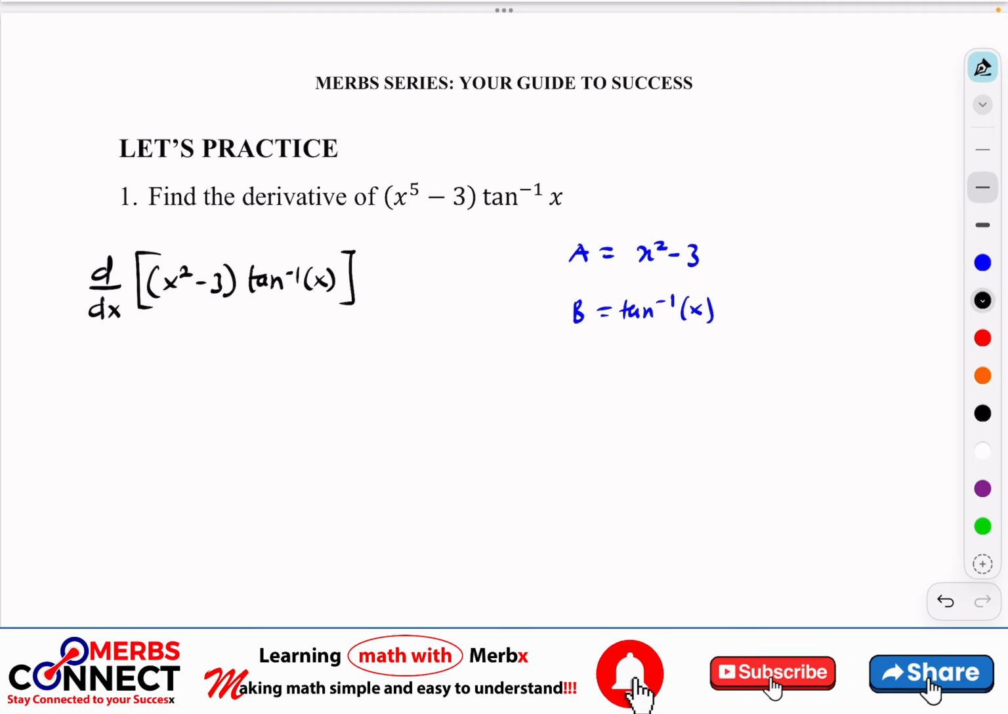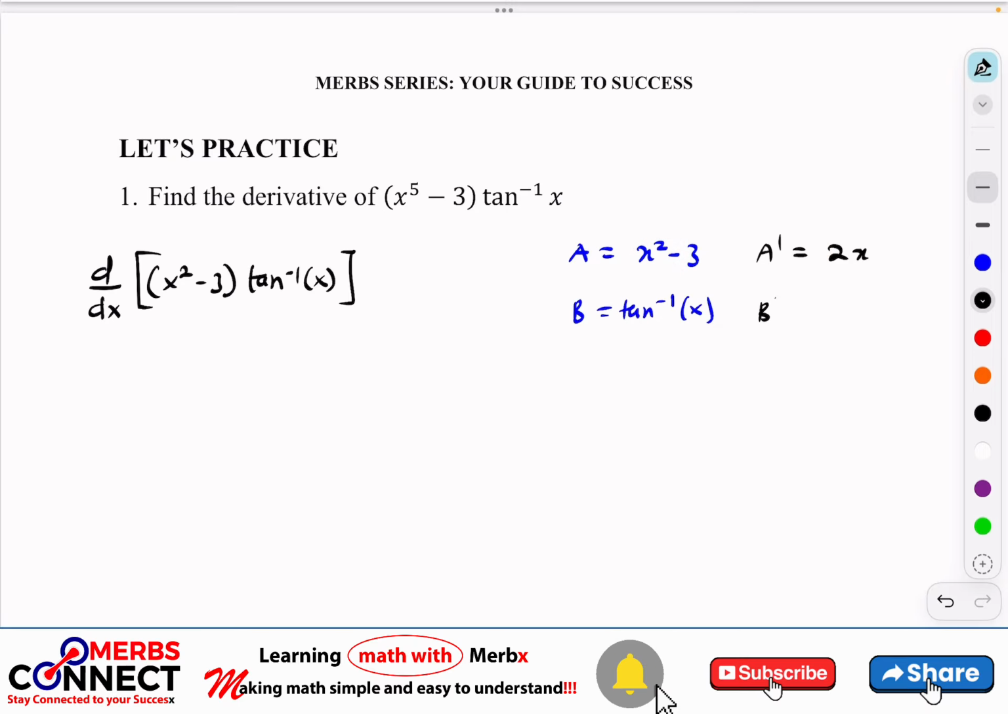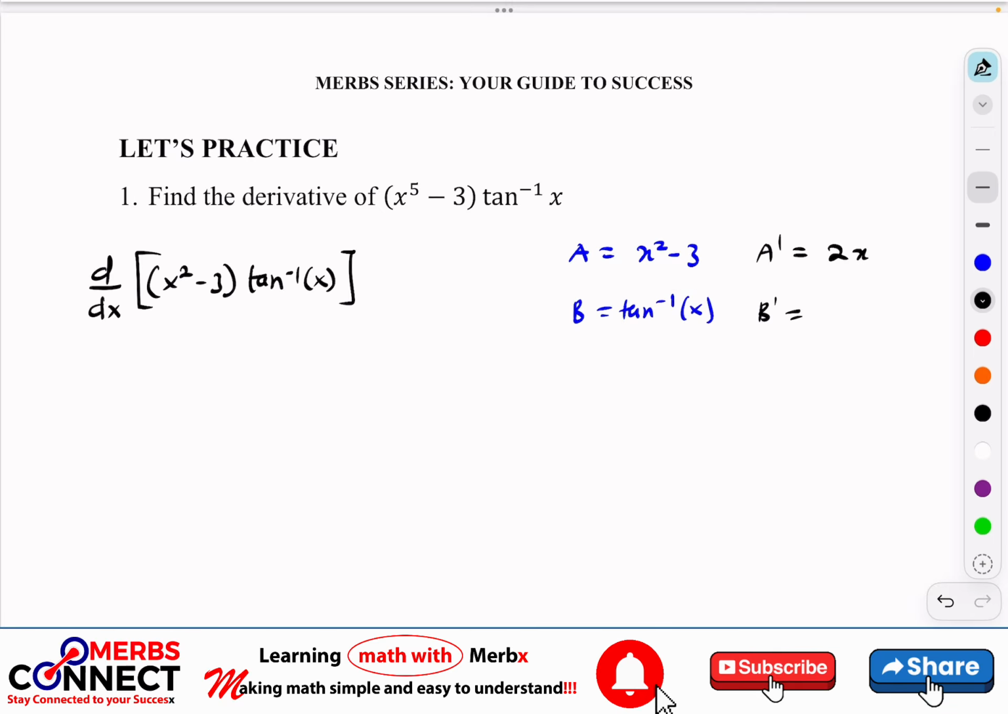So what is a prime? Okay. Power rule, this is going to give us 2x, because when I differentiate the constant, it gets to 0. Use the power rule and you get this. Now, what is b prime? Okay, we just learned that tan inverse, when I differentiate with respect to x, I should have 1 divided by 1 plus x squared. Great.